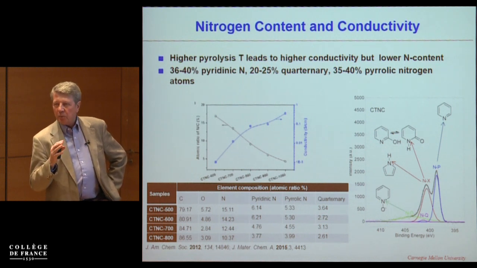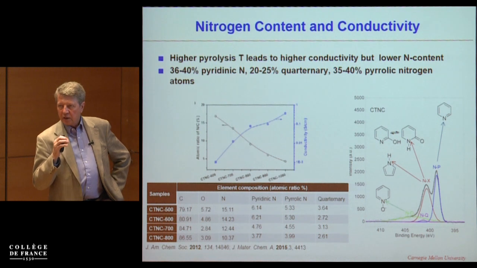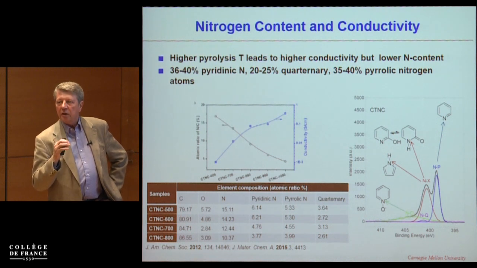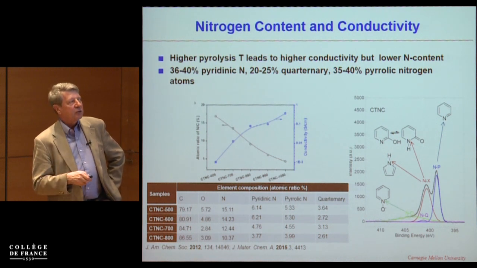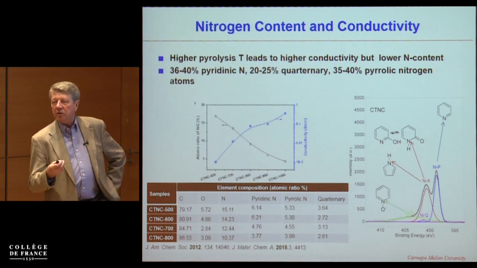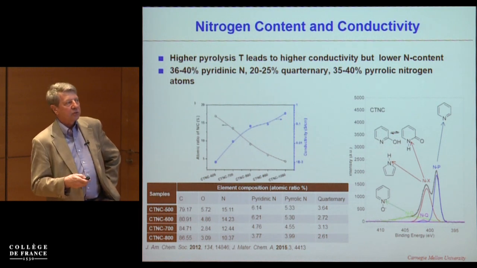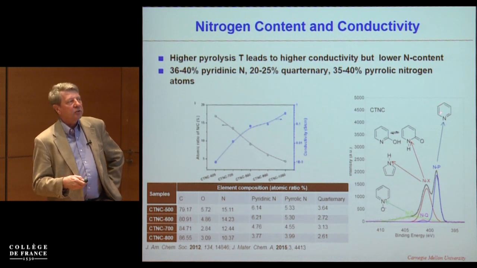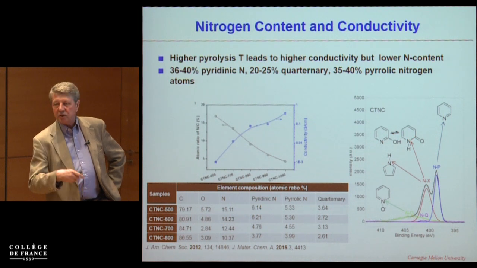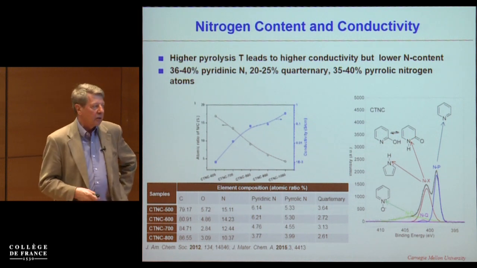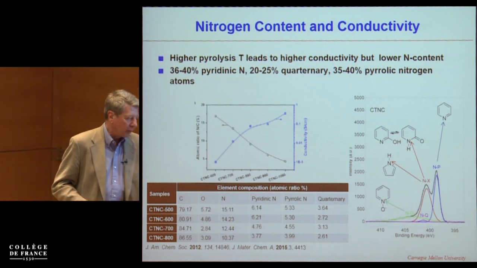So there is a kind of a compromise because I would like to have a sufficiently conductive material with a good porosity, but also with a sufficiently high nitrogen content, especially for catalytic purpose. There are several types of nitrogen. So this would be these pyridinic nitrogens. This would be also pyridine oxide, pyrrolic structure, and sometimes also quaternary ammonium structures as well.